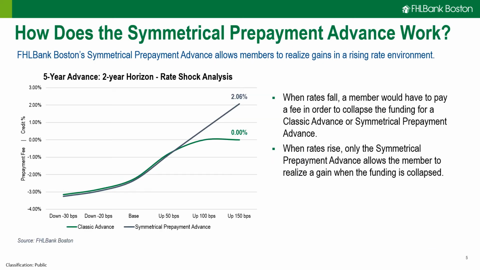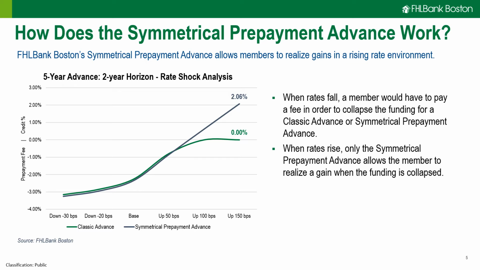So now that we've talked about pricing and talked about the features of the symmetrical, now we're going to get into what happens in different rate environments to the value of the advance and the value that you can realize as well. So we're looking at an example 5-year advance. We're fast forwarding 2 years, and we're looking at different rate shocks to that advance, both down and up environments.